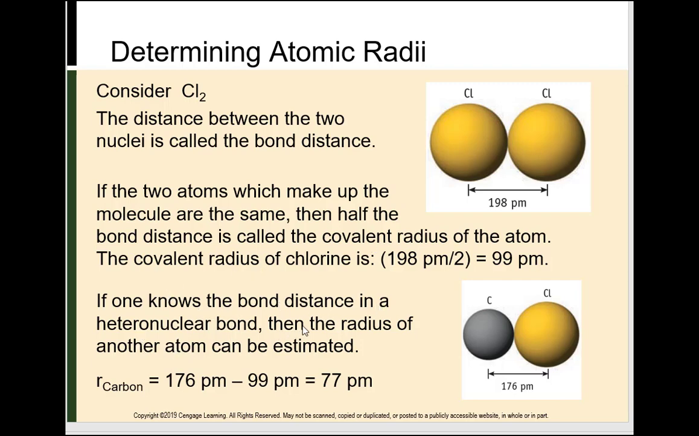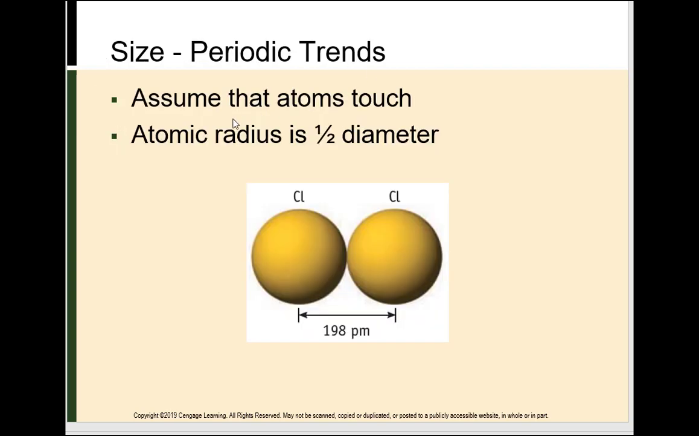If we know the bond distance, then the radius, again, can be estimated. If we know the bond distance of two chlorine atoms, I can take half of that. And if I knew two carbon atoms, we could take half of that. Anyways, we can find out these radii by assuming that these atoms are touching, and so it is half of the diameter.